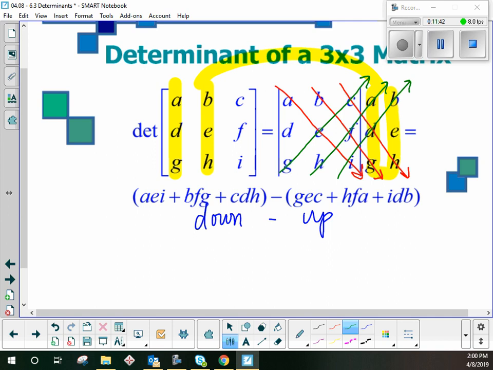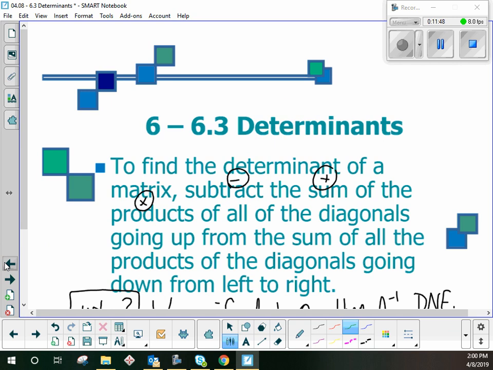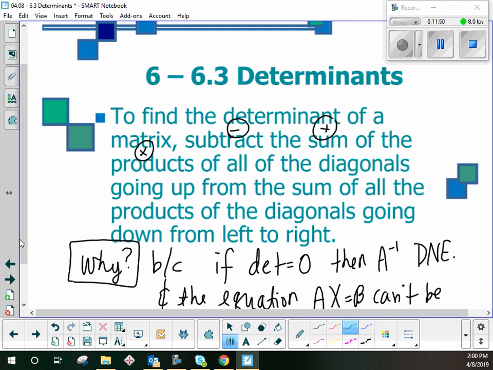So going back to the slide, a couple of slides, I'll put this slide back up, so don't freak out if you miss something. Here's what we are doing. Subtract the sum of the products of all of the diagonals going up from the sum of all the products of the diagonals going down. That's what we're doing. That's what that formula is, in symbols.